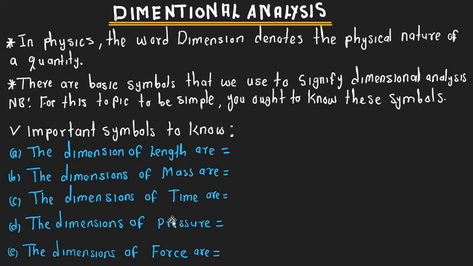There are certain formulas that may not hold in physics, and there are formulas that may hold. So you need to know which formula is true and which is not, because there are formulas you might have used in secondary school or junior level that might not hold at this level. In physics, the word dimension simply denotes the physical nature of a particular quantity that you might be dealing with.